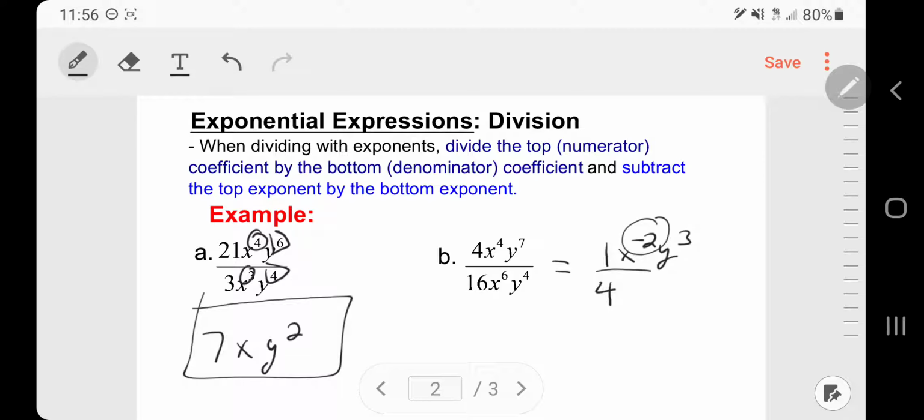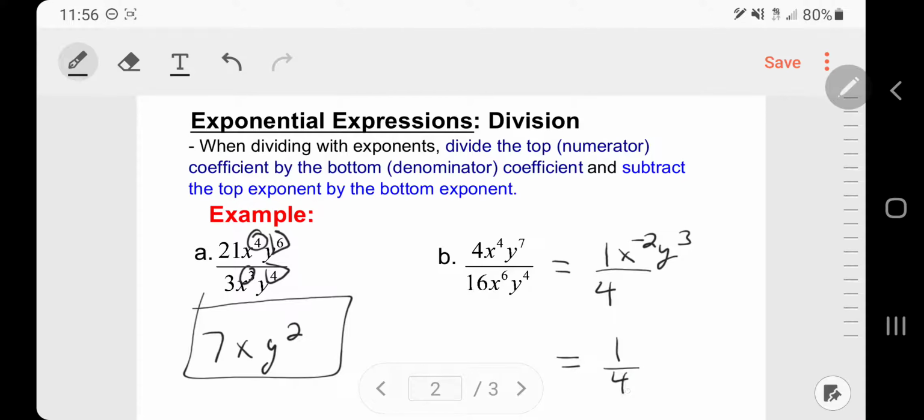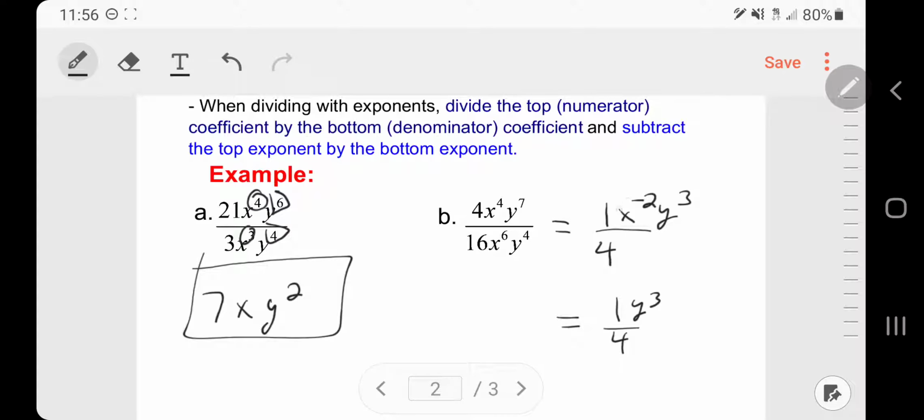Now, we have a negative exponent here. As a solution, our final answers cannot have negative exponents, so we're going to use the reciprocal of that one and move that to the denominator and make it positive. So everything else stays where it is. Y to the 3rd stays in the numerator, but x to the -2, in order to make that positive, we're going to rewrite that on the bottom and make it positive. So it would be 1y to the 3rd over 4x squared. And that would be your final answer. Again, no negative exponents when you're simplifying.